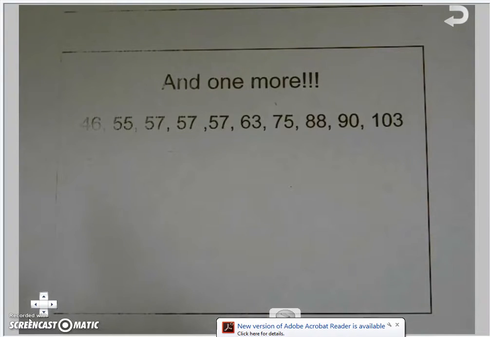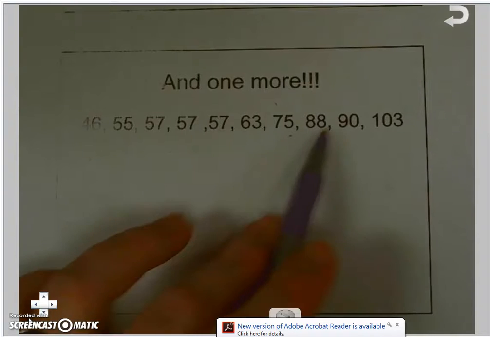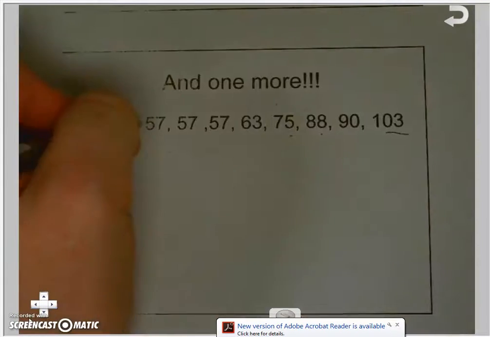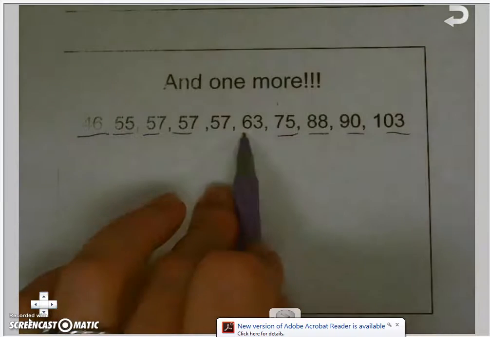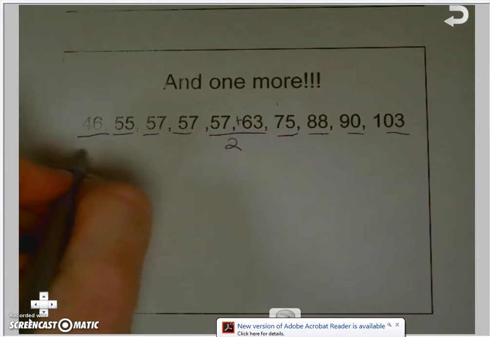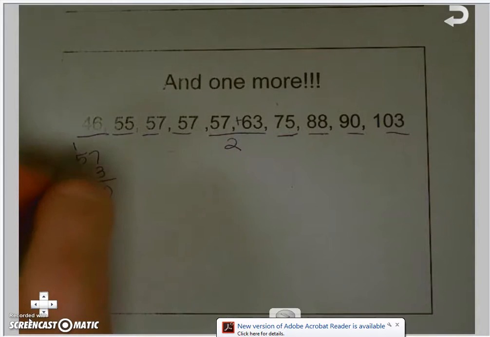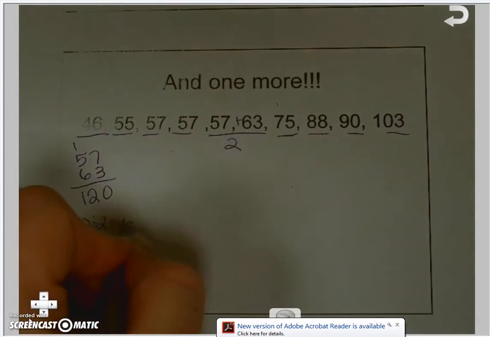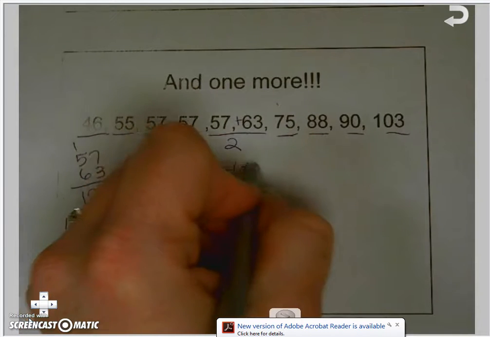Okay. Here, 46, 55, 57, 57, 63, 75. Okay, it's already in order from least to greatest. So I just start doing the medians. First, find the median. Okay. So I have 2. I have 57 and 63. So I need to add those together and divide by 2. 120, 120 divided by 2 is 60. So my median is 60.